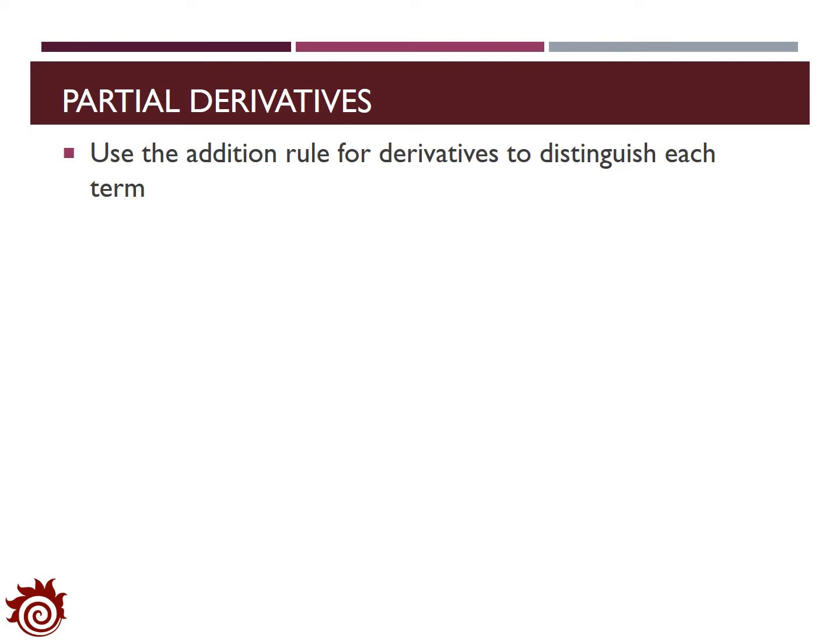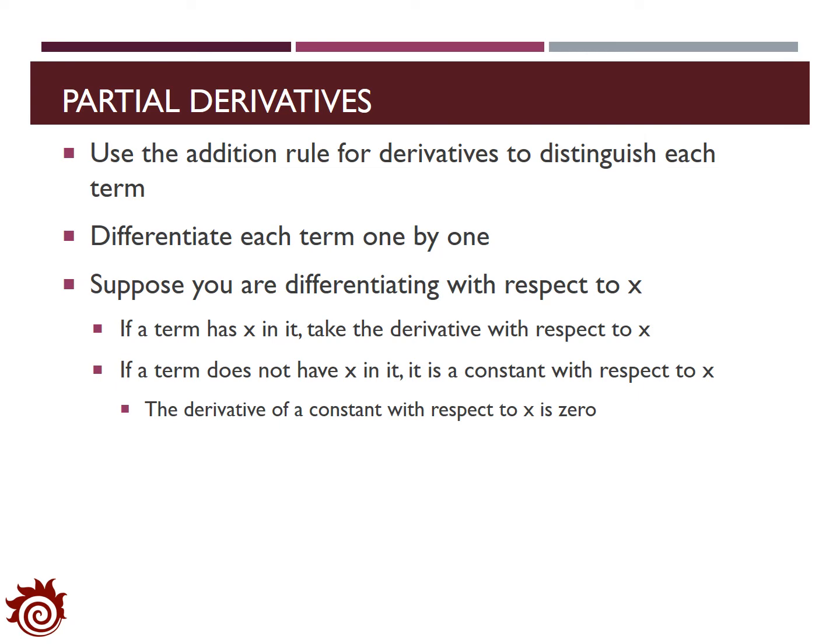Then we can learn how to do the partial derivative. Actually, the first thing we will do is divide a function into multiple terms, and then we will use the addition rule for derivatives to differentiate each term. And we will differentiate each term one by one. For example, if we are differentiating with respect to x, and if the term has x in it, then we take the derivative with respect to x. If it does not have x in it, then it's constant with respect to x, and the result is 0.